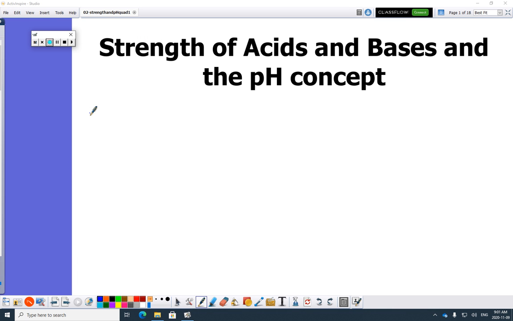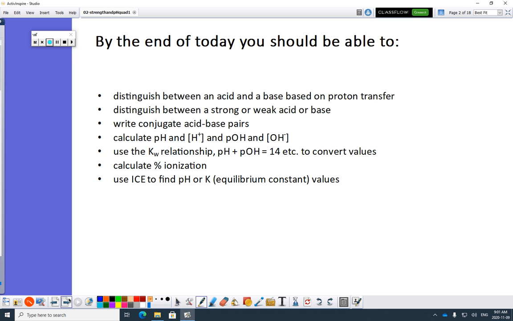Okay, so there are many kinds of questions we can do in the acid-base section with a very limited amount of information. So the first lesson, we distinguished between an acid and base based on proton transfer. So you definitely have to figure out whether something's an acid or a base, and we'll look at a quantitative way you can do it today.